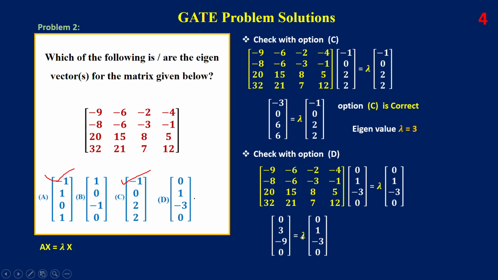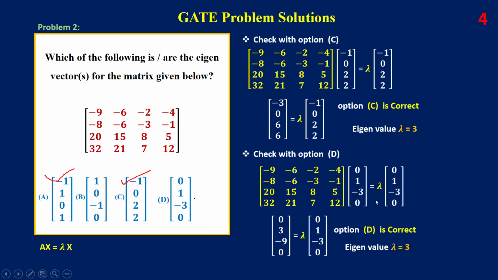So here also if we put lambda equal to 3, 3 into 0 is 0, 3 into 1 is 3, which are equal, and 3 into minus 3 is minus 9. So the elements will be equal for lambda equal to 3. If you put lambda equal to 3, the right hand side elements and the left hand side elements will be equal, and the formulation will be satisfied for option D. Option D is also the correct one for the eigenvalue lambda equal to 3.